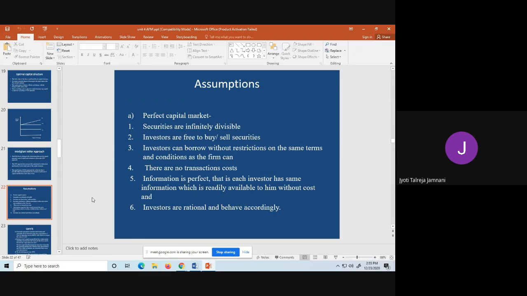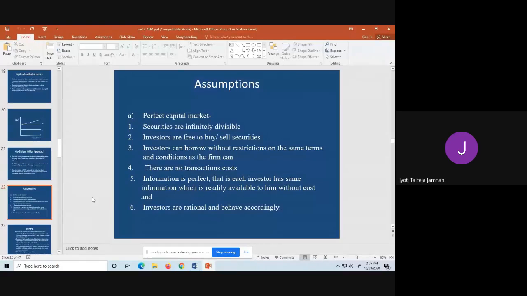There are certain restrictions. Next, investors can borrow without restrictions on the same terms and conditions as the firm can. This is an important point. I want you to tell me or throw some light on this. If a company goes to borrow from a banker, and if I as an individual go to borrow from a banker, do you think the banker will give us a loan on the same terms and conditions and the same interest rate? No, ma'am.